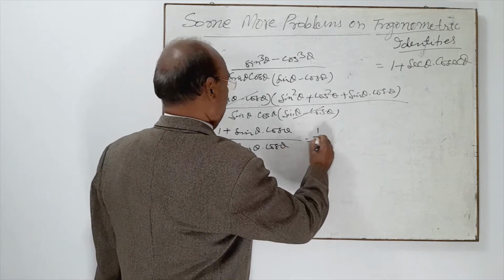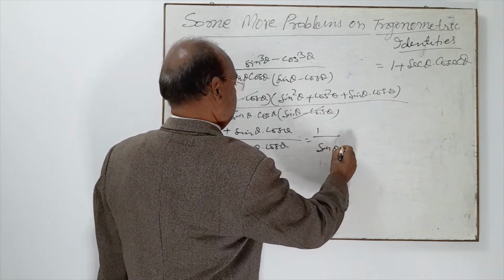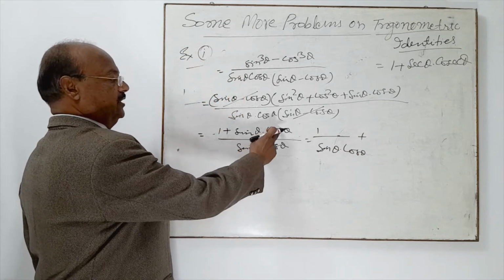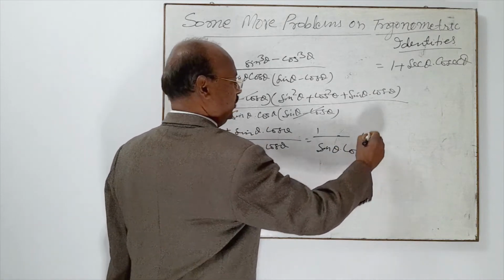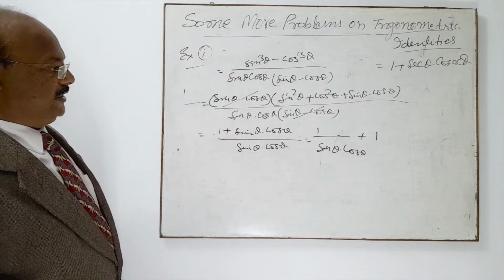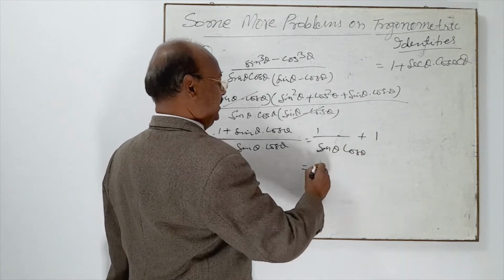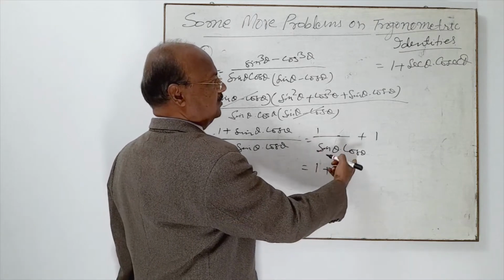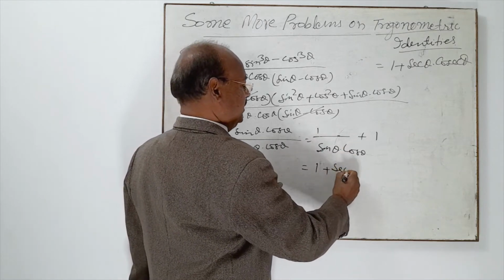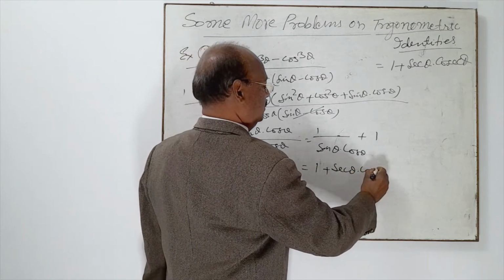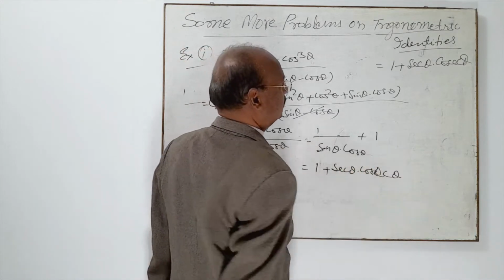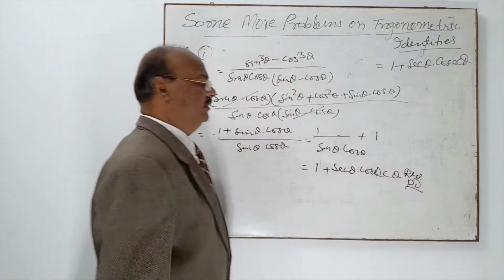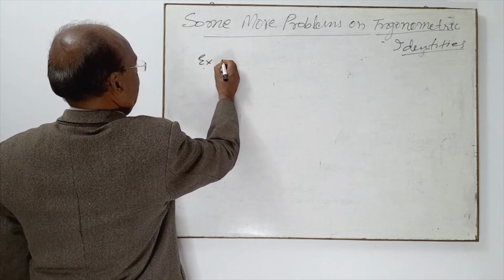This will be 1 upon sine theta into cos theta plus sine theta cos theta by sine theta cos theta, that is 1. Clear? Now we are getting the result. This 1 is here, plus 1 by sine is cosec and 1 by cos is sec. So we are getting here sec theta into cosec theta. This is the right hand side. We got the result, so it has been proved. Now let us see the next question.